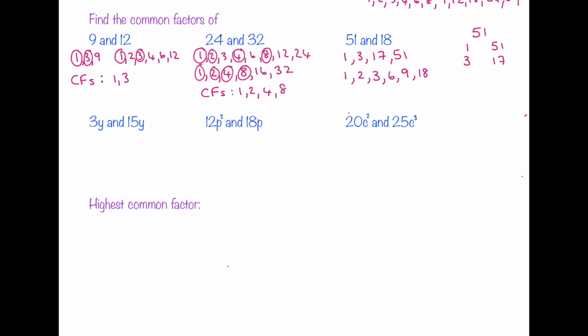Okay, so looking at the common factors, we've got 1 and 3, and that's it. So the common factors of 51 and 18 are 1 and 3.